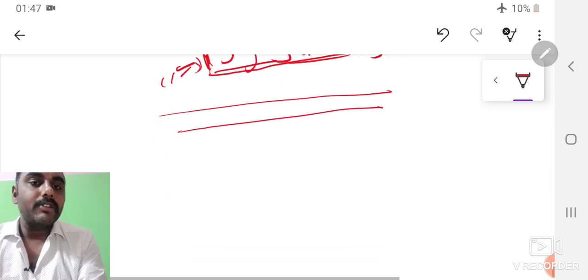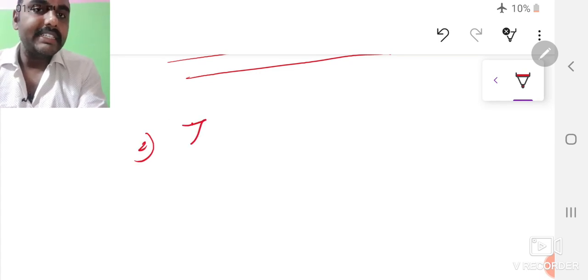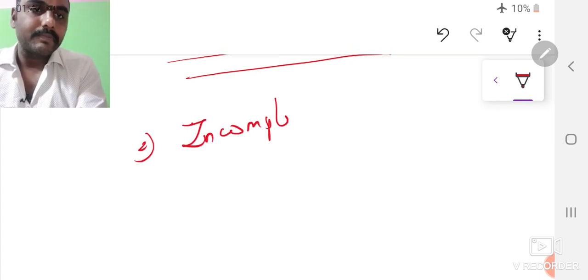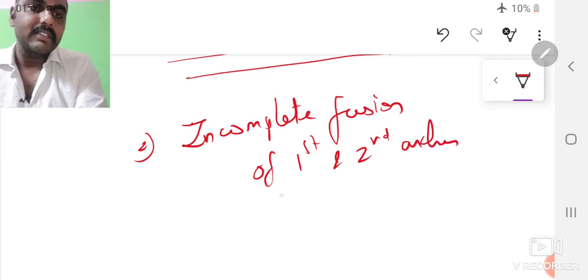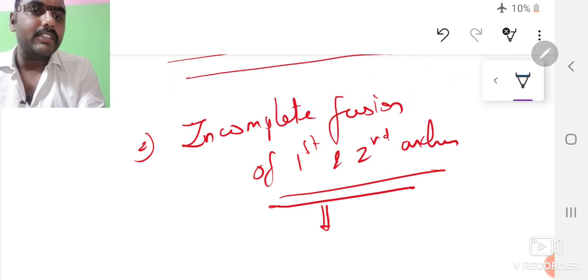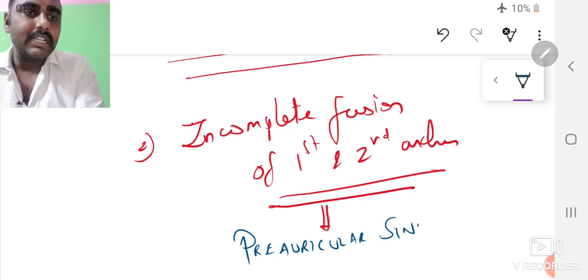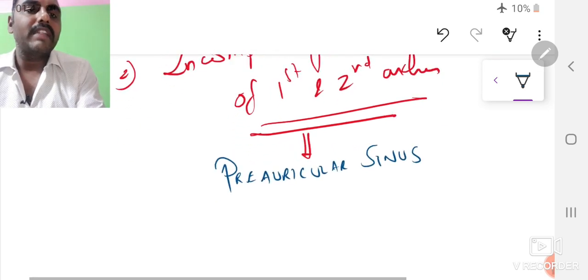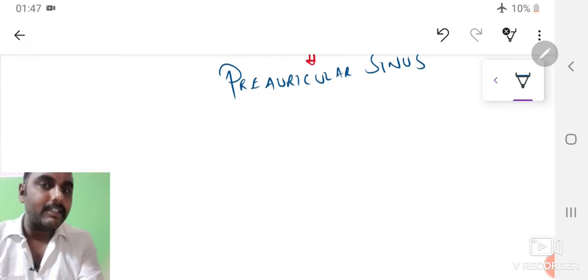Okay, so coming on to the next developmental anomaly. If there is an incomplete fusion of the first and second arches, then there occurs a condition called preauricular sinus. Normally, as I said, the tragus develops from the first arch, the rest of the pinna develops from the second arch.